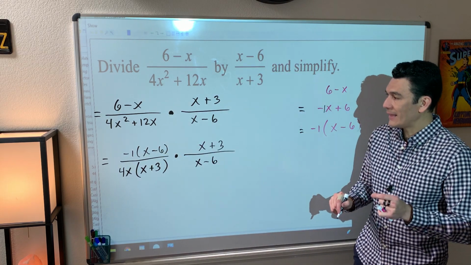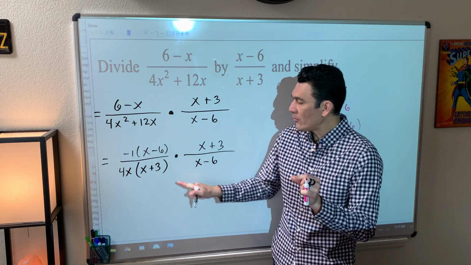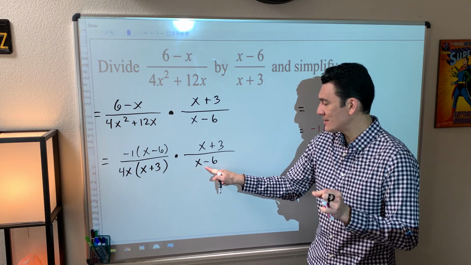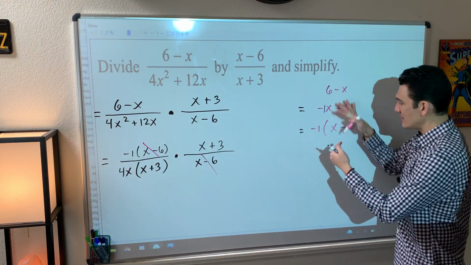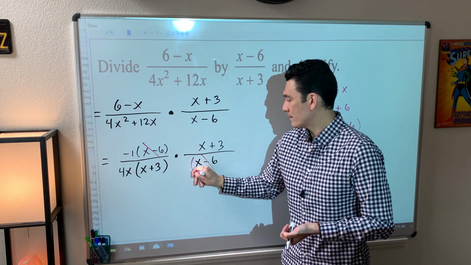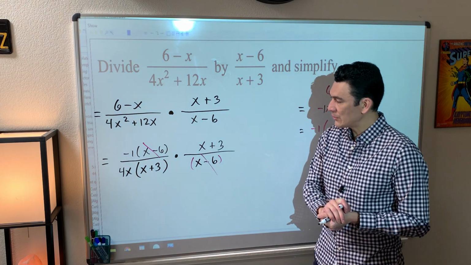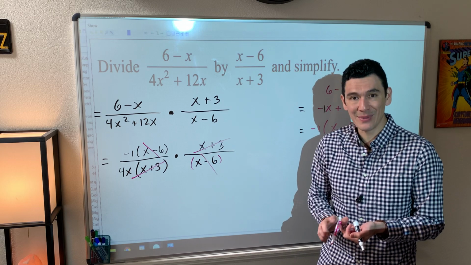Now, how come I did that? Well, first of all, because it's correct. But the reason this is good is because now the x minus 6 and the x minus 6, they're gone. You see what I'm saying? So that's why we did this manipulation, so that these guys could go away. You can put parentheses there if you want to. And also, look at what happens here. X plus 3 knocks out x plus 3.